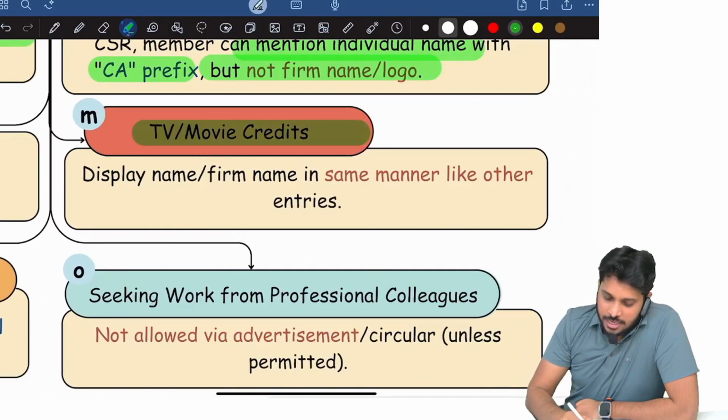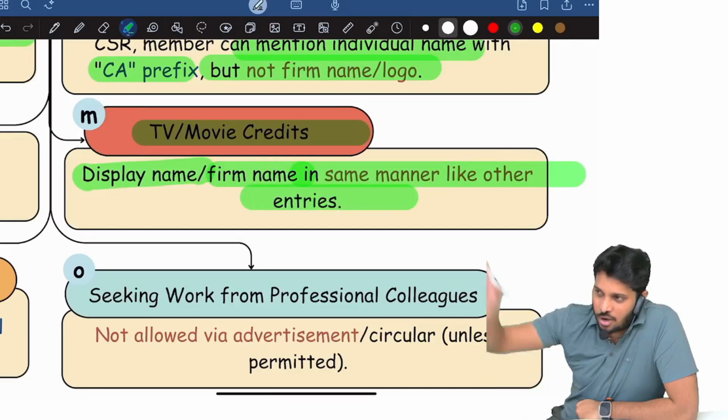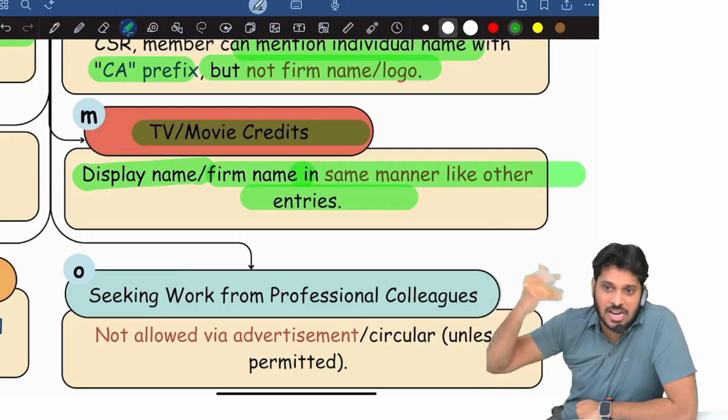Next, TV and movie credits. Display your name or firm name in the same manner as any other entry, at the same level of highlight. You cannot have a special highlight for this.